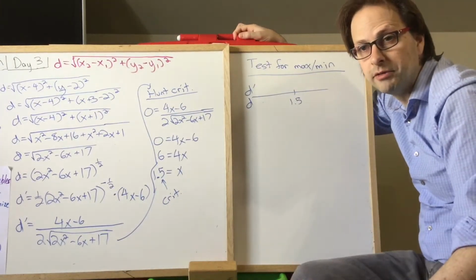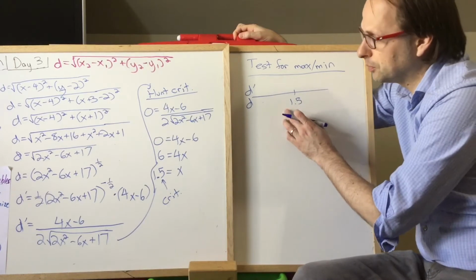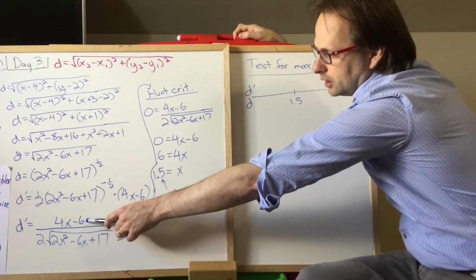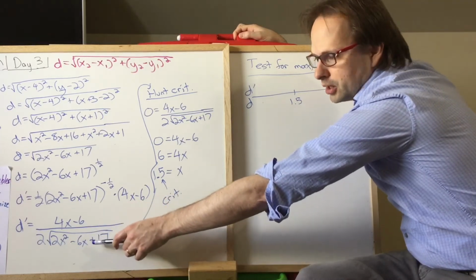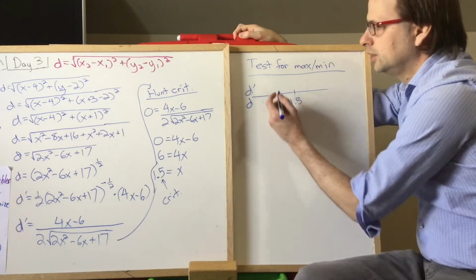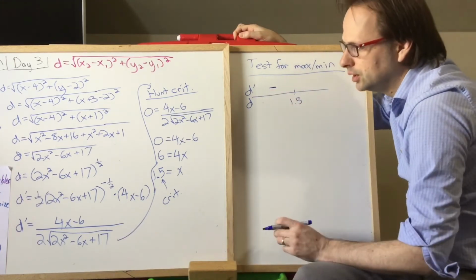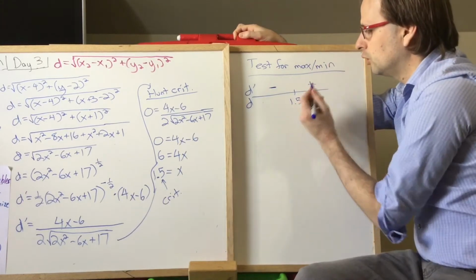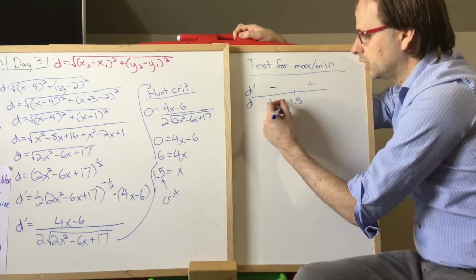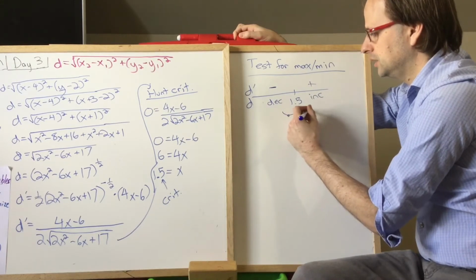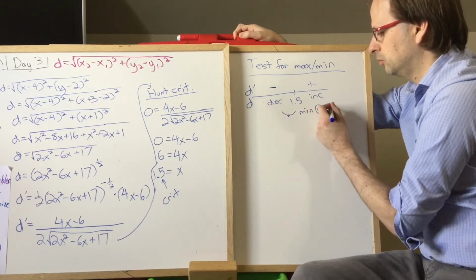If I do the first derivative test, I can put in something smaller than 1.5 into the first derivative, so I could put in, say, 0. I'll get negative 6 over this bottom, and that bottom's always going to be positive because of the square root. So I'll get a negative in total. If I put in, say, 2, then the numerator will be positive and the whole thing will be positive. We've gone from decrease to increase. Oh my, we have a min at x equals 1.5.